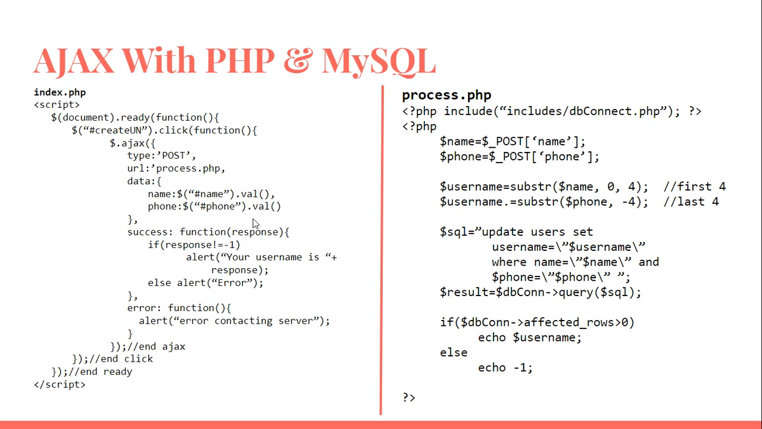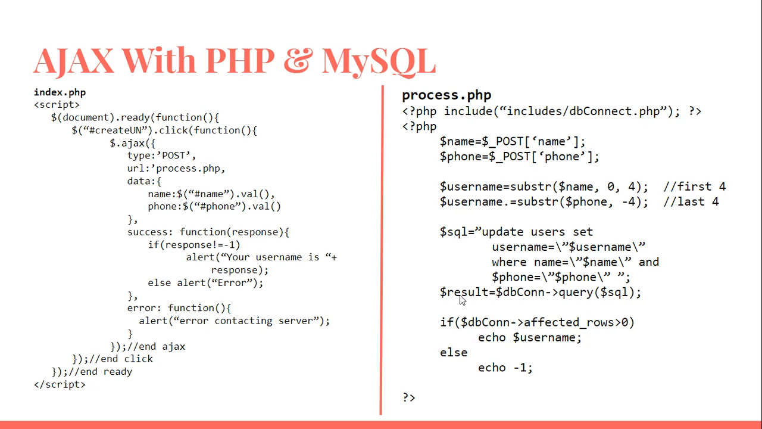So I've got the same setup happening over here on the left, but process.php is doing something a little different. Again, the post is coming through with the name and the phone number, and then I'm creating a username. Now I'm calling a SQL command saying update my users, set username equal to username where I have this name and this phone. Then I run that query. That query is stored in result.